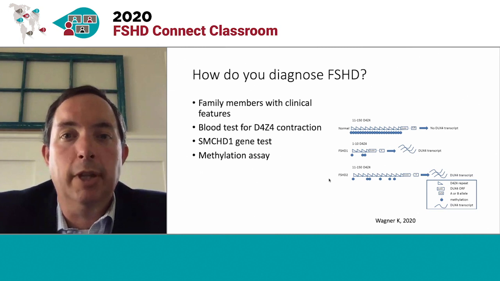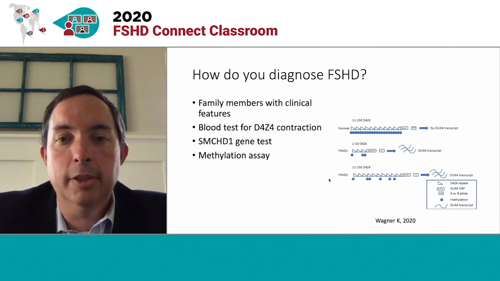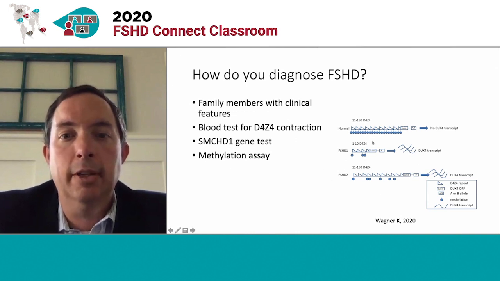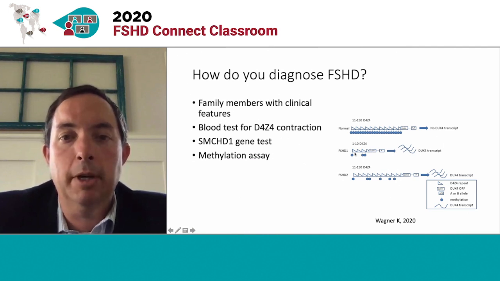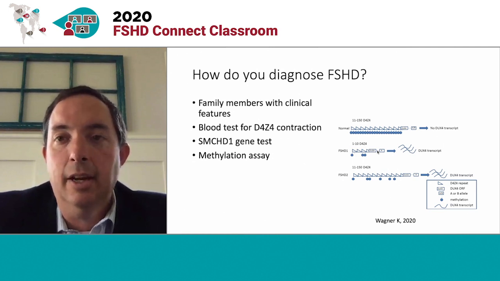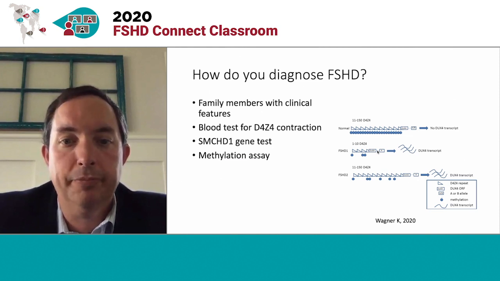In terms of doing the actual diagnostics, there's a couple different approaches that people have taken. Most people do some sort of blood test for the D4Z4 contraction. And if you look at the figure on your right, you can see that normally people have between 11 and 150 D4Z4 repetitive elements, and that in FSHD1, you have a contraction that shortens the overall number of those repetitive elements anywhere between 1 and 10, 10 being the cutoff, and those with 11 are assumed to not have FSHD.